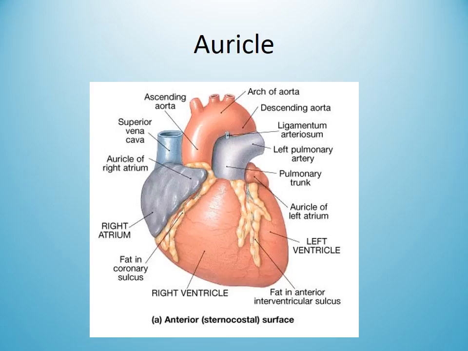This right here is showing you the auricle. On the outside of the heart, we would be able to identify the atria from this auricle, which is right here. This is the auricle of the right atrium, and it has this ear flap kind of structure to it, hence why it's called auricle, and it lies right over top of the atrium.